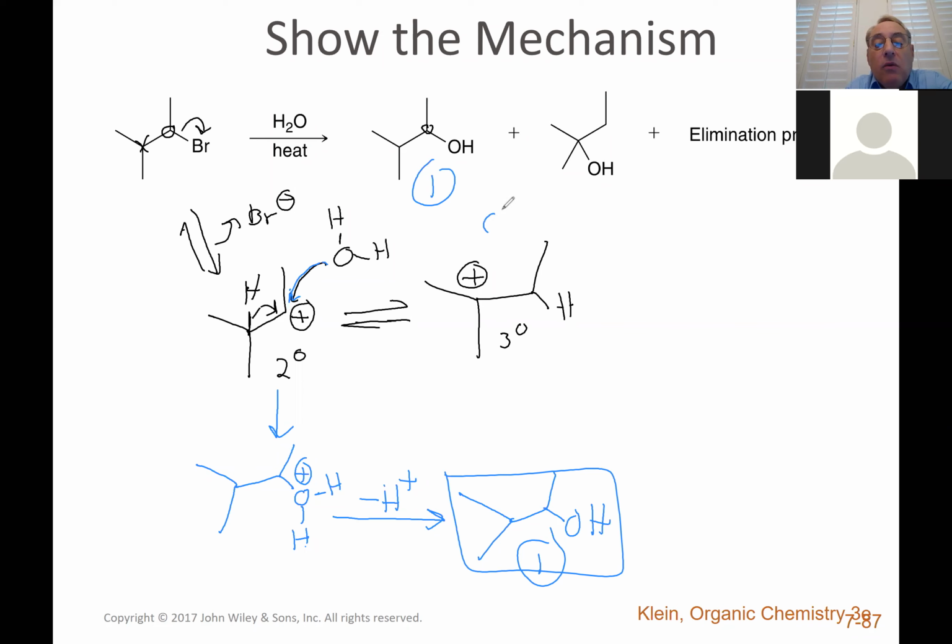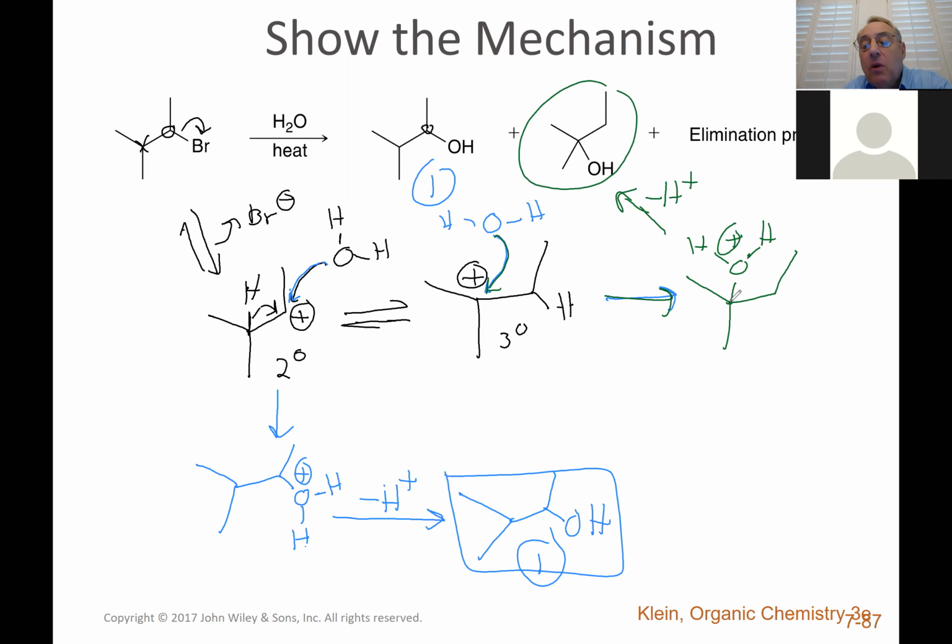And now you have a rearranged carbocation. So water can attack it, right? Water can attack it, and then water ends up attached there, right? And then the acidic proton is lost. And in that case, you form this product too, see? Where the OH is attached there.